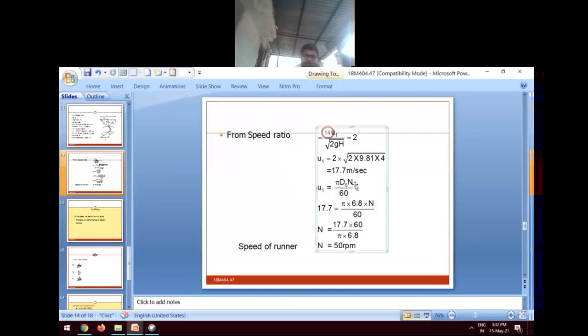Then this answer is verified with the general formula u1 equal to pi DO N by 60. So u1 is given as 17.7, and you have to calculate the diameter of the outer ring. The diameter of the outer rotor is already known, so you place it as it is, and you can calculate the speed. So you have to separate N from the given equation, and the remaining cross multiplication can be done, so that from that you can get the runner speed, 50 rpm. You will get 50 rpm as the final answer.